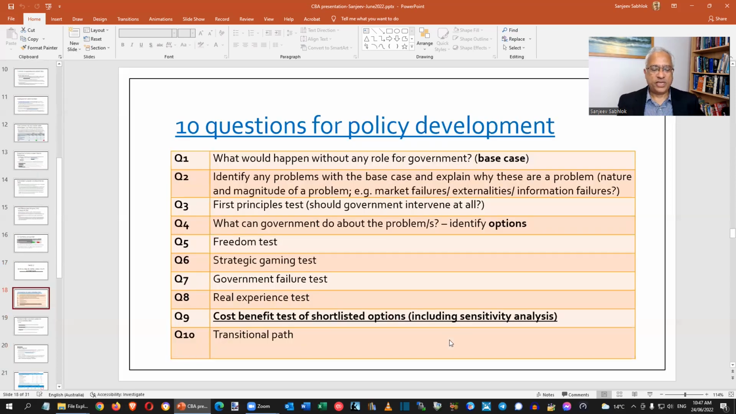So one of the things that we have to do is that CBA is a part of the policy development process. It doesn't sit on its own. It is not an isolated piece of work. So we begin by asking what would happen without any role for the government, and that is the base case. We would then identify what exactly is the problem with the base case. The thing called market failure, externality, information failure, whatever it is, we need to identify that and say that here's a problem, okay? Then we need to ask, should the government do anything about it at all?